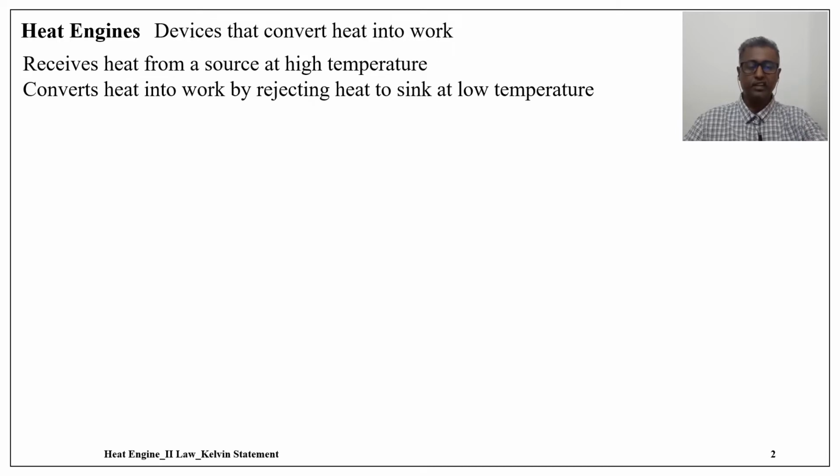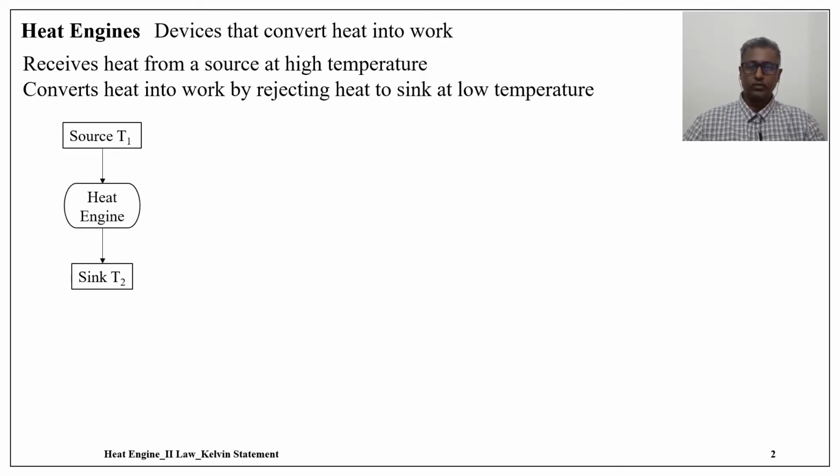The schematic arrangement is shown here. So there is a source. Source is a body of infinite heat capacity. If you draw heat from it, its temperature won't change. In the schematic, the temperature of the source is T1. And from the source, the heat engine draws heat and rejects heat to the sink. Sink is another body which can take up any amount of heat without a change in temperature.